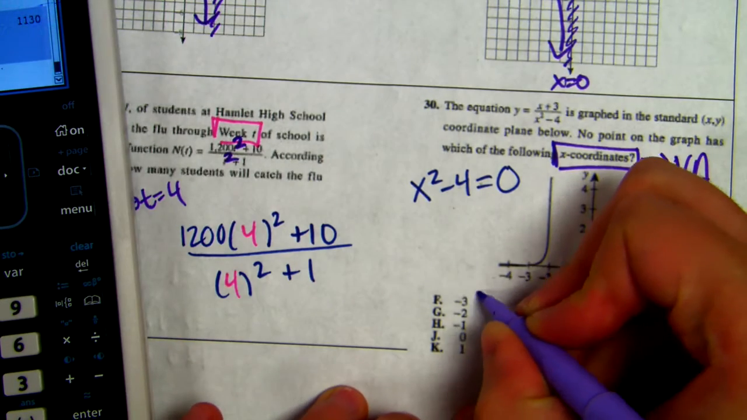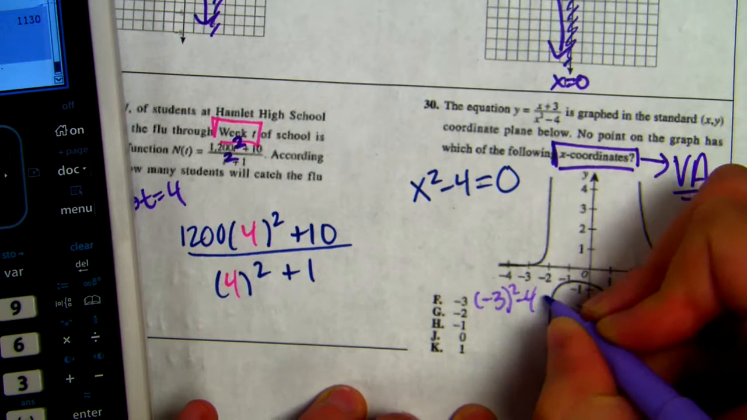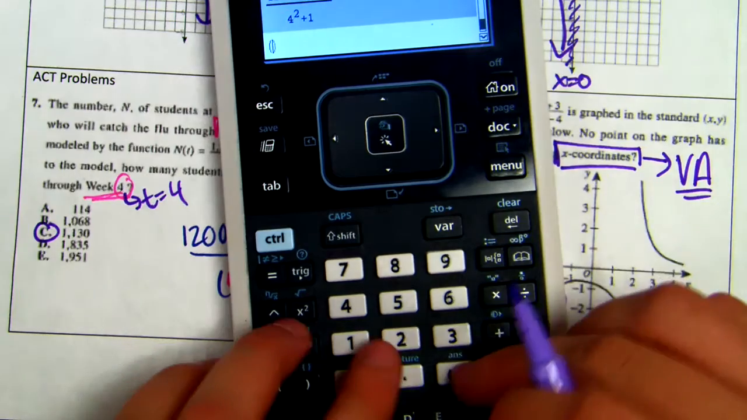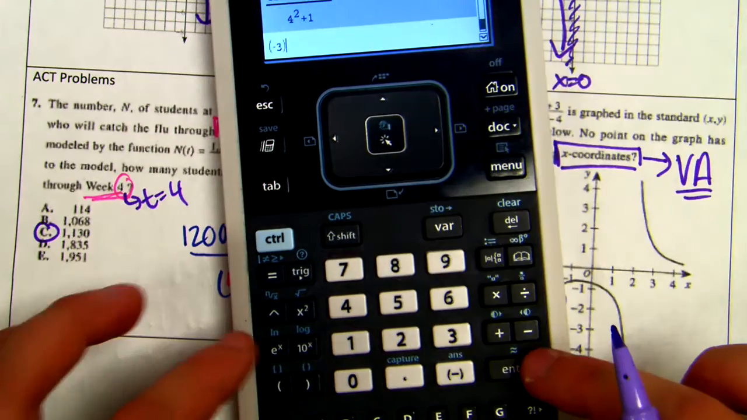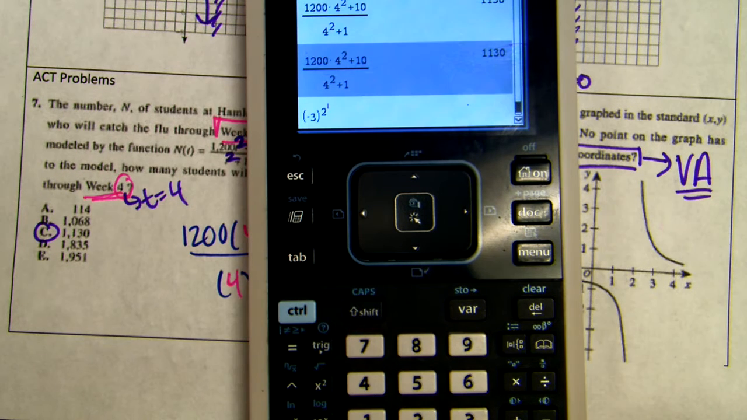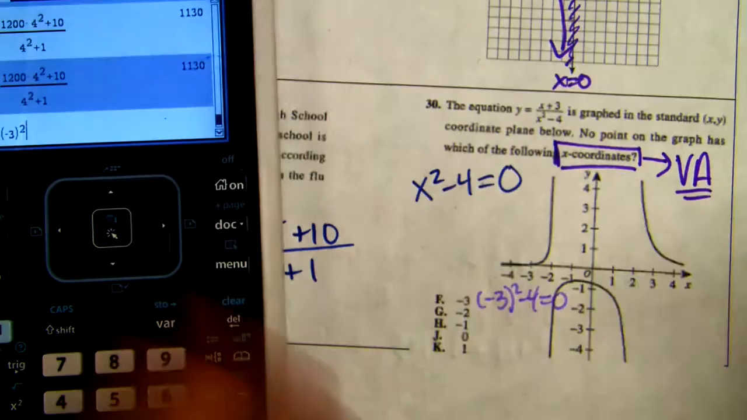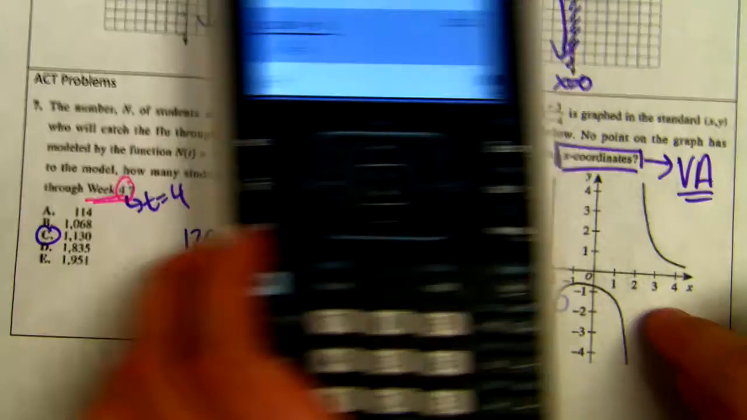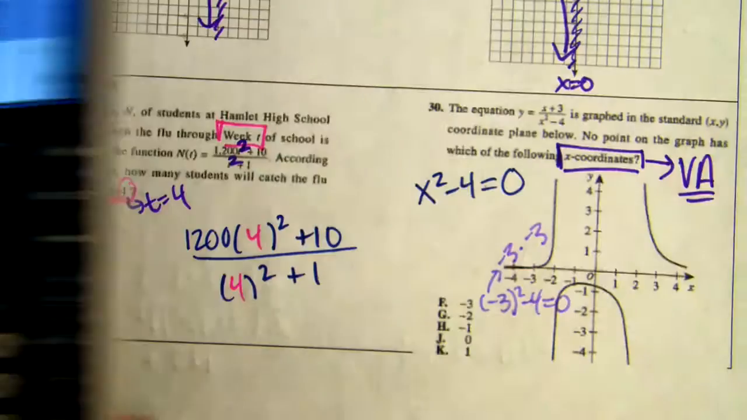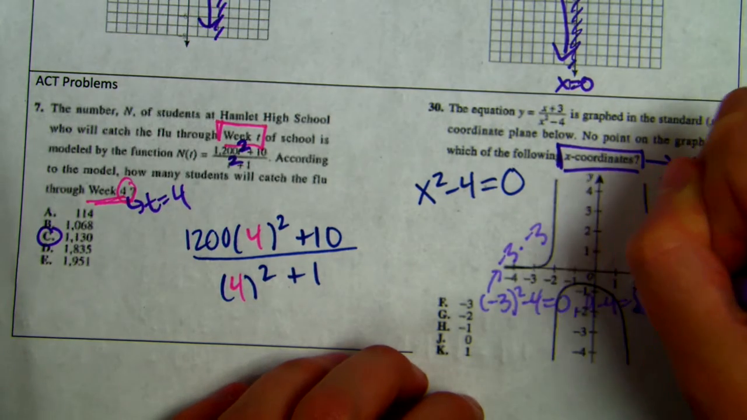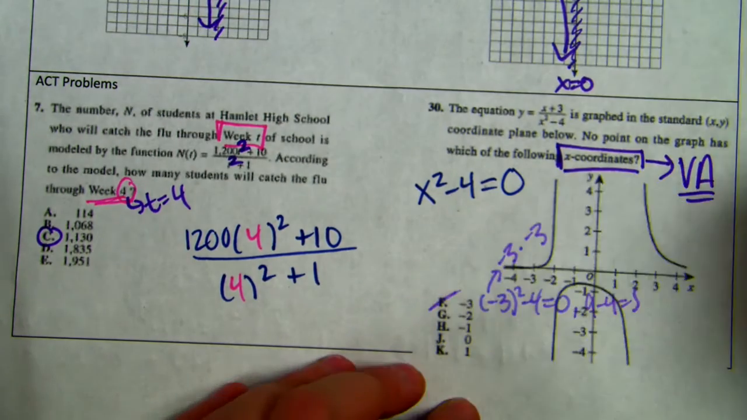So let's try -3 first. We have (-3) squared minus 4 equals 0. If you're doing it in your calculator, don't forget to put your parentheses. Otherwise, it's going to say -1 times 3 squared instead of (-3) squared, and those are different things. Remember that (-3) squared is equal to -3 times -3, which is a positive 9. So we have 9 minus 4 equals 5. And 5 is not 0, so we know it's not F.